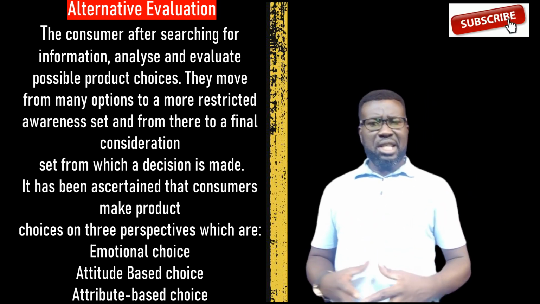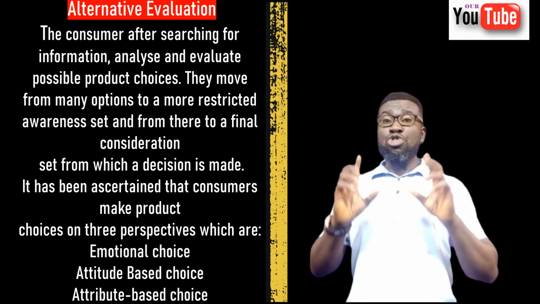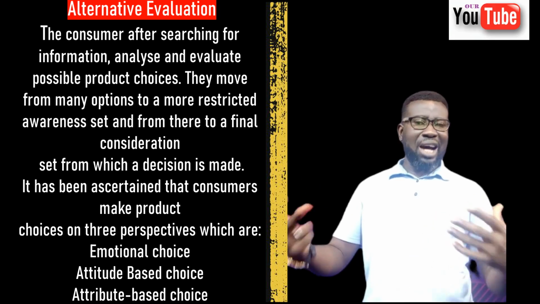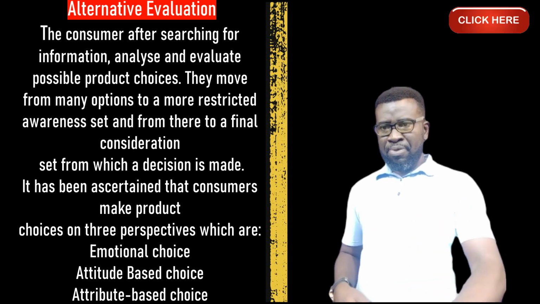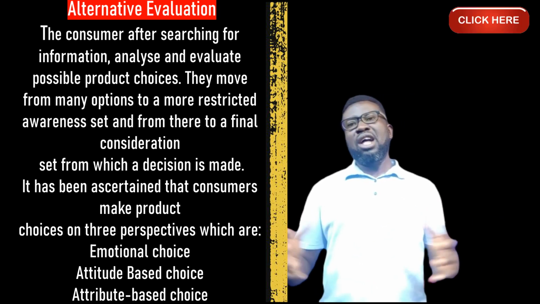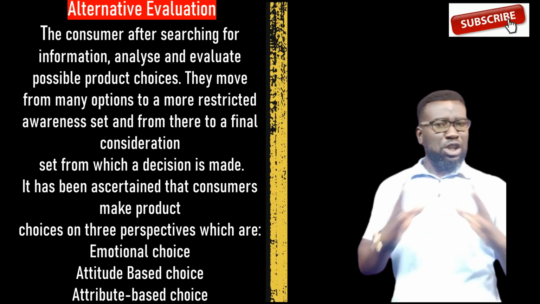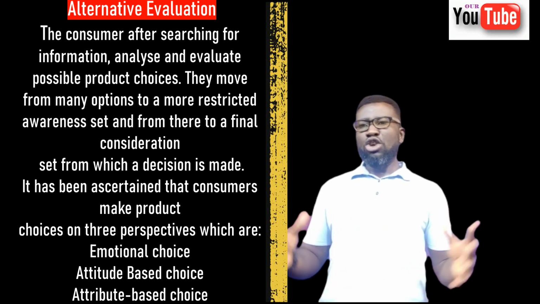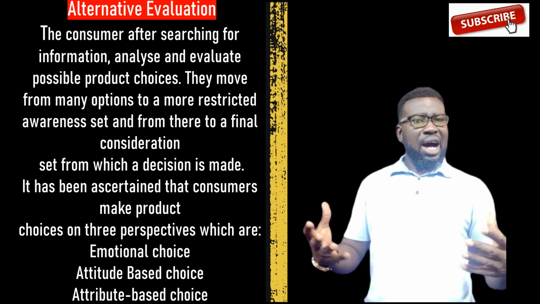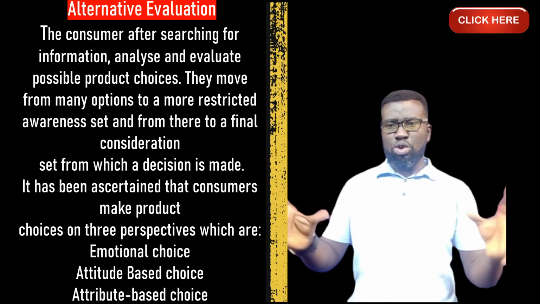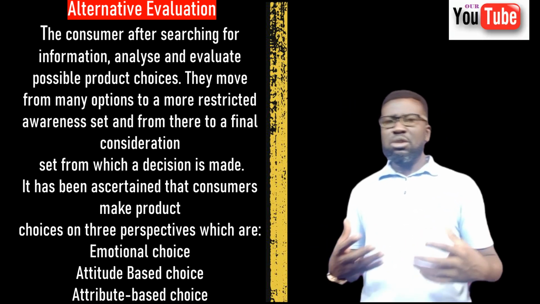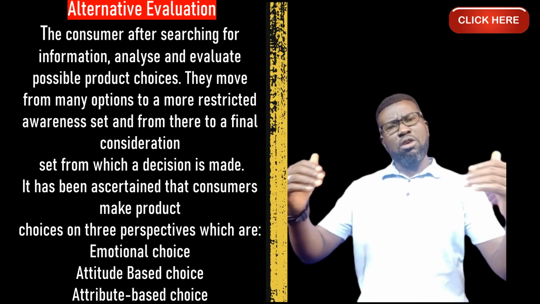It has been ascertained that consumers make product choices from three perspectives, which are emotional, attitudinal, and attribute-based choices. Now, when we say emotional, what do we mean by that? Emotional choice is when purchases are not made for rational reasons, but based on feelings, attitudes, and attributes that the consumer has about a product, depending on the situation he or she finds themselves in. For example, you go to buy something and the person selling it tells you, "Oh, you're such a handsome young man."